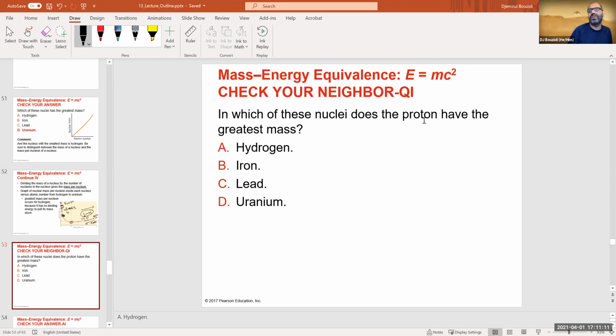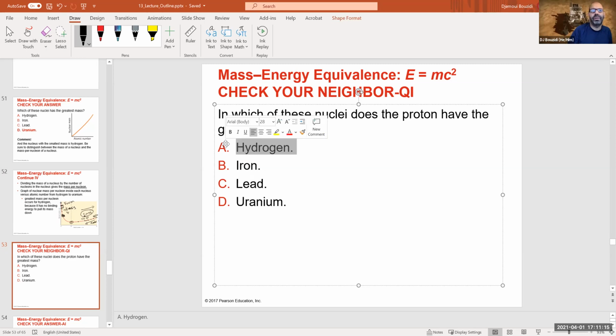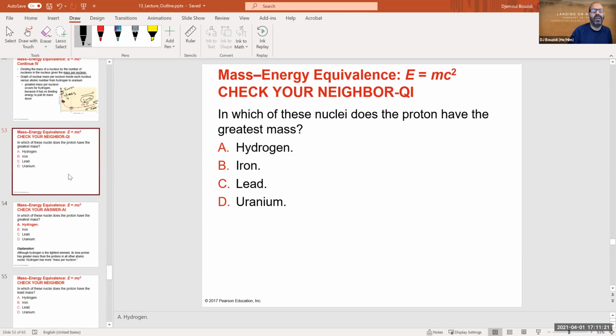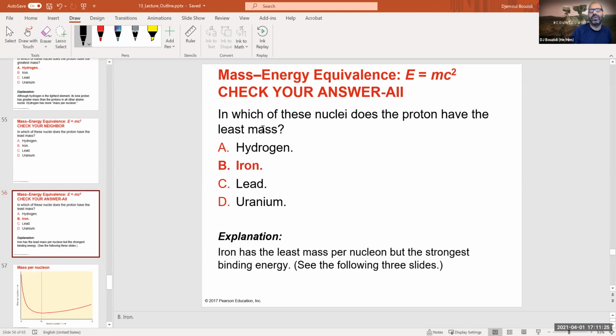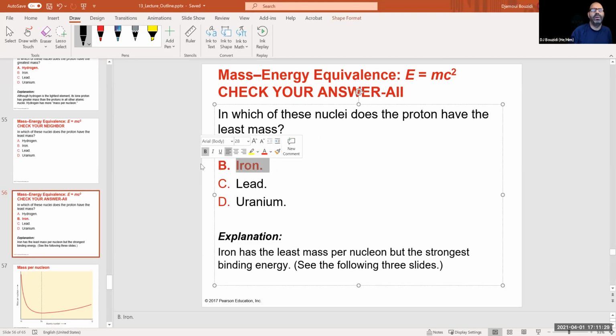In which of these elements does the proton have the greatest mass? Of course, hydrogen, okay? Iron is actually the least. And that's the next question. Which element has the least mass? Of course, iron, okay?